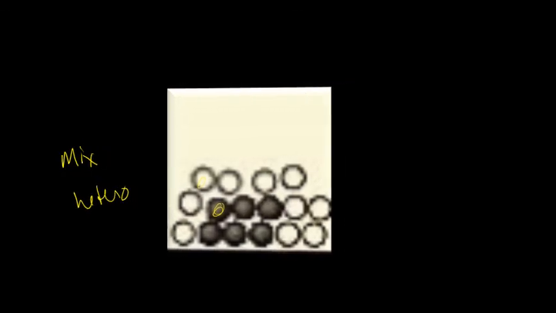Mixture or substance? Yes, this is a mixture. We've got dark balls and white balls. Homo or hetero? I'd say it's hetero. You have different stuff in different areas. It's not an even, uniform pattern.